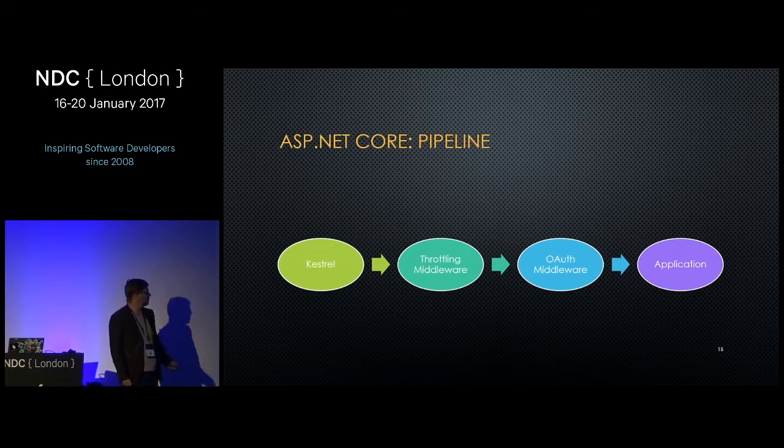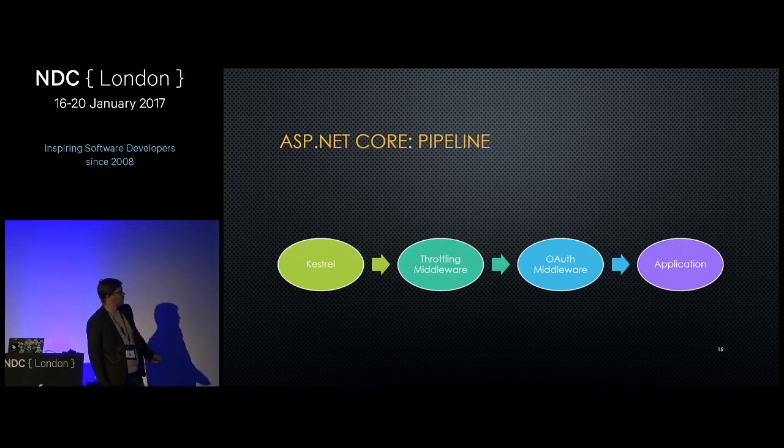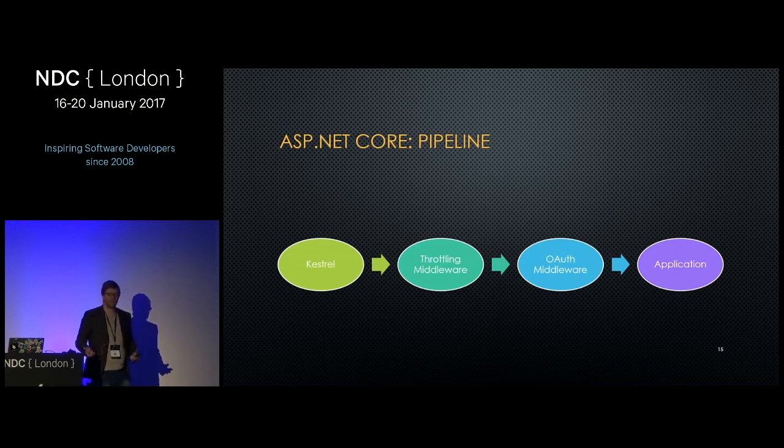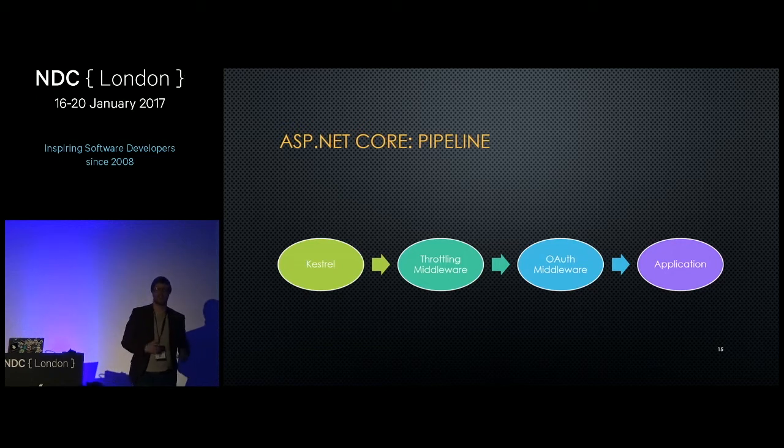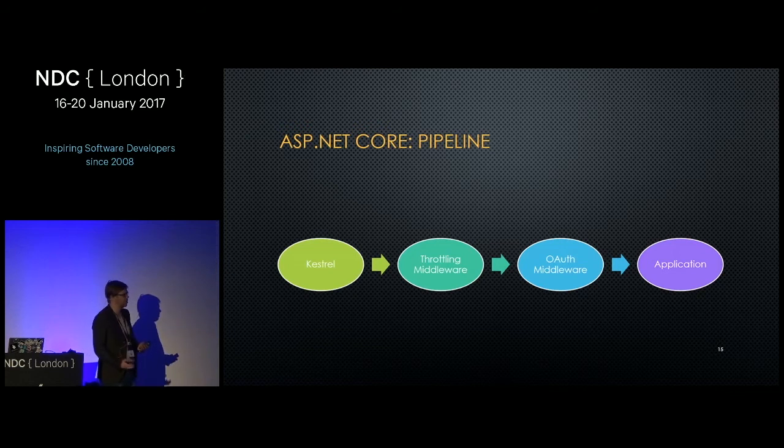Then you might have some authentication middleware that looks for an OAuth token and checks whether it looks valid and so on. And then you go into the application. So we're using middleware here to push some stuff out of the application. And it's technical kind of stuff that you don't really want in the application code. It's not really business related as such.